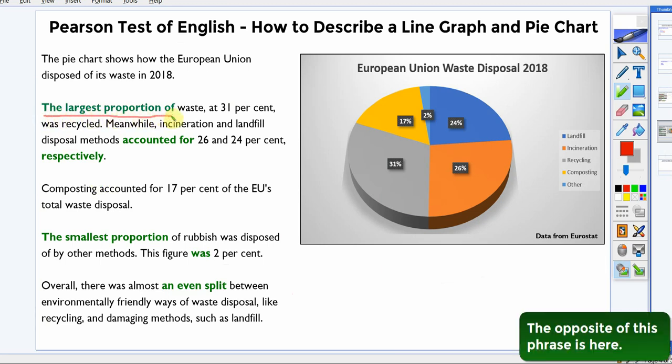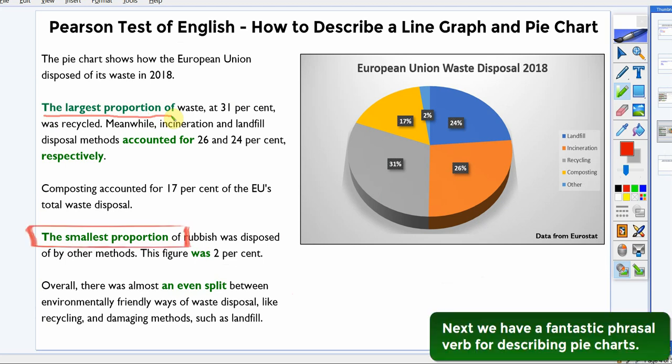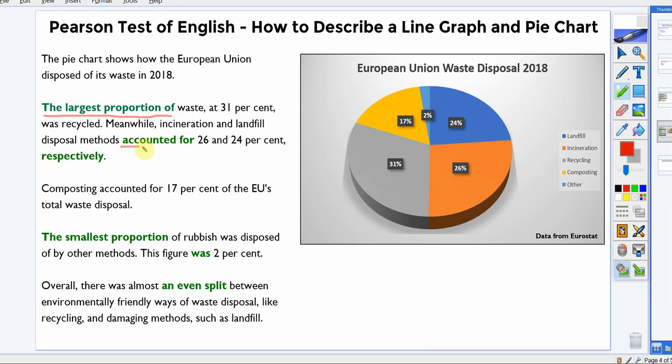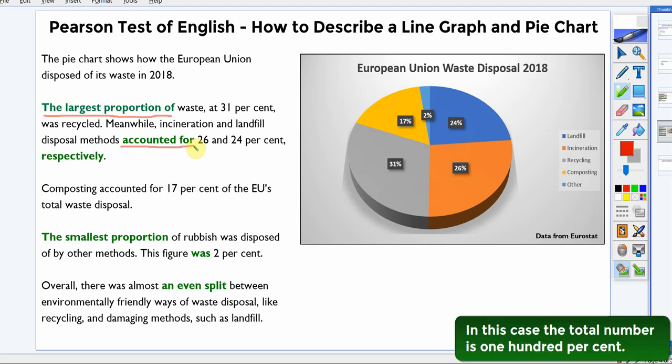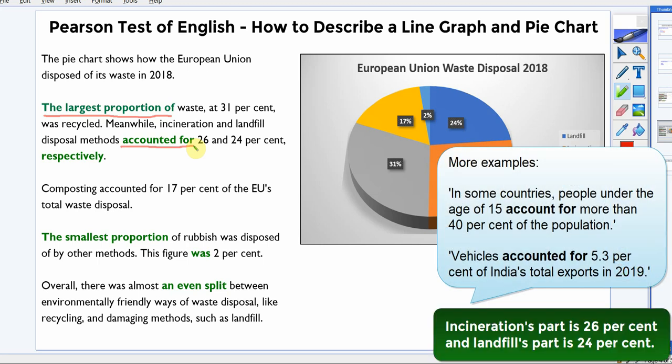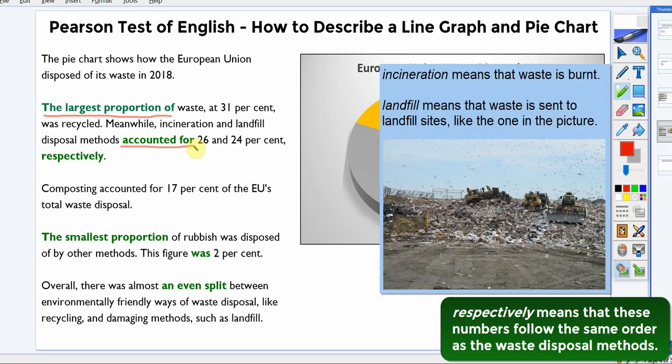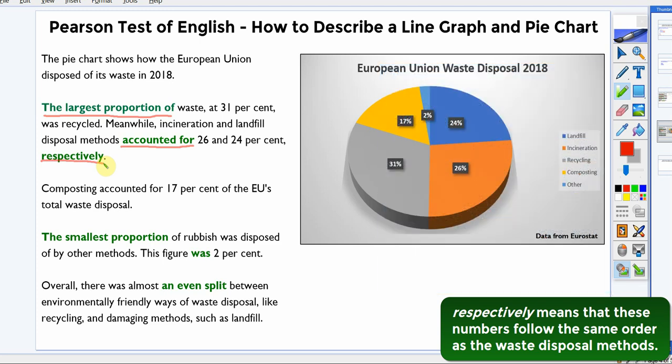The opposite of this phrase is here. Next, we have a fantastic phrasal verb for describing pie charts. When something accounts for, that means it forms part of a total number. In this case, the total number is 100%. Incineration's part is 26%, and landfill's part is 24%. Respectively means that these numbers follow the same order as the waste disposal methods.